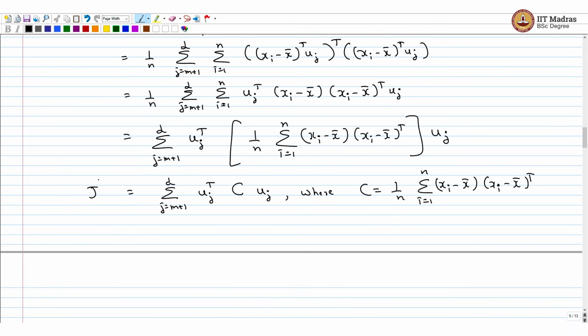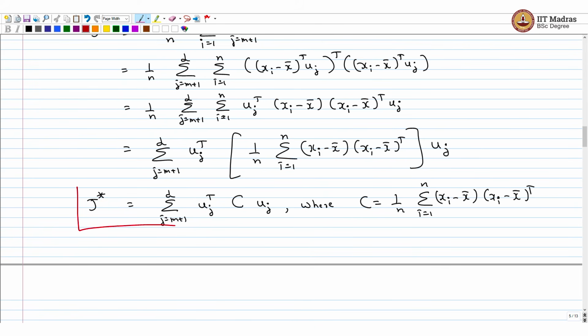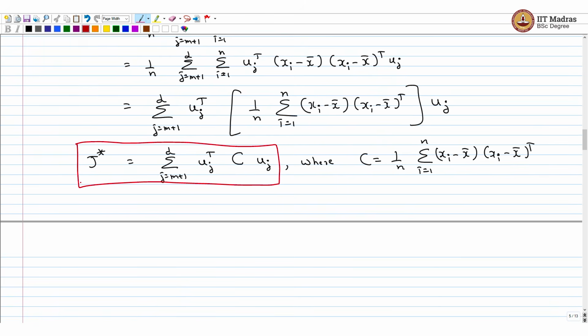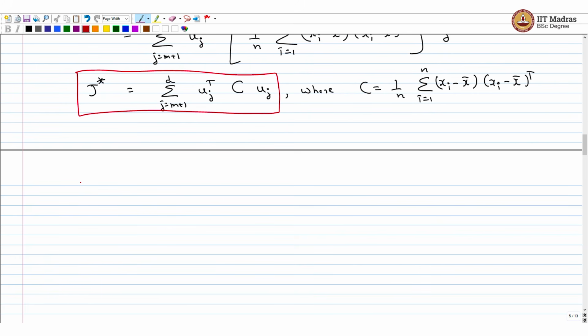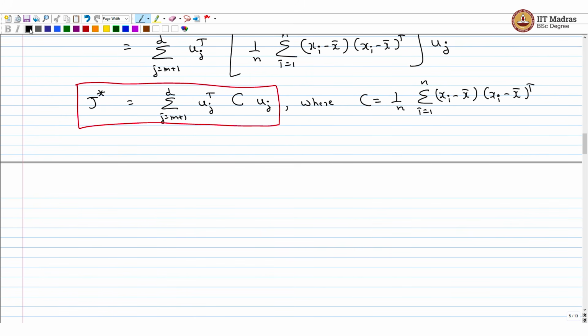So this is what we have as J star, and now you need to find the best uj using this formulation. We want to focus on this form and try to figure out what is the best way. So let's consider a very simple case.